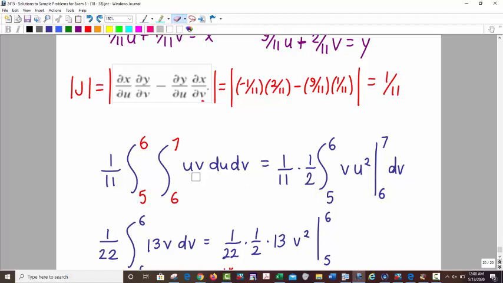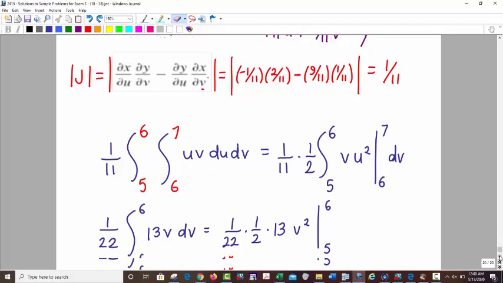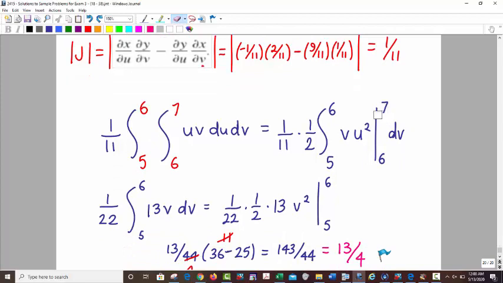Antiderivative of u du will be 1/2 u squared. So I went and just took the 1/2 all the way to the outside. Plug in 7, plug in 6. And you square those. 49 minus 36 will be 13. So that'll be 13v. The antiderivative of v will be 1/2 v squared. So the 13 is still there.